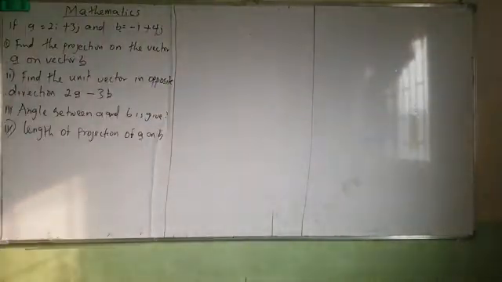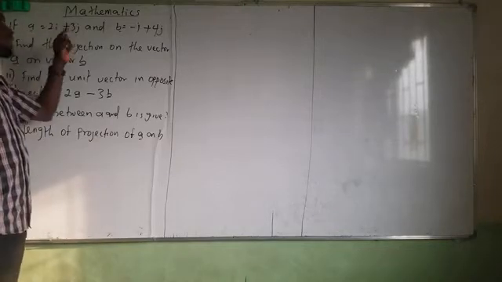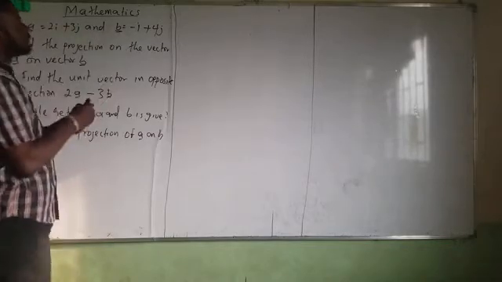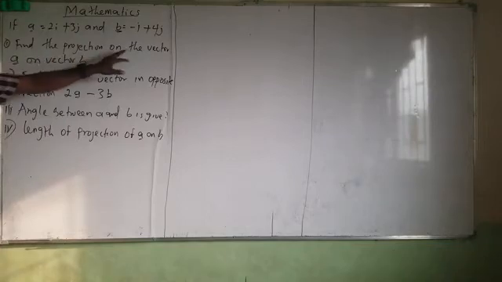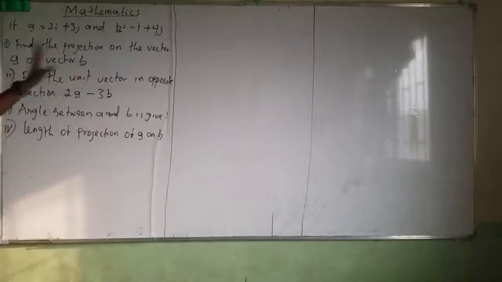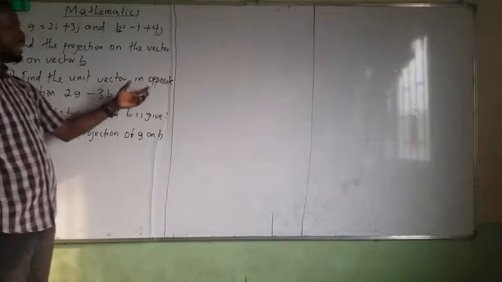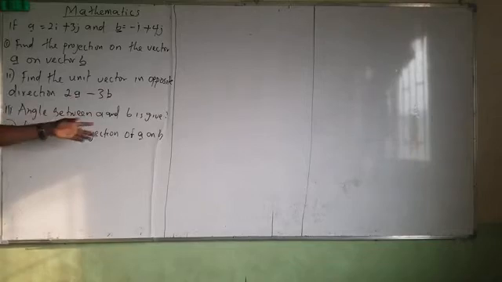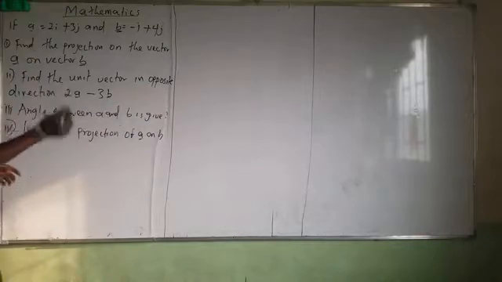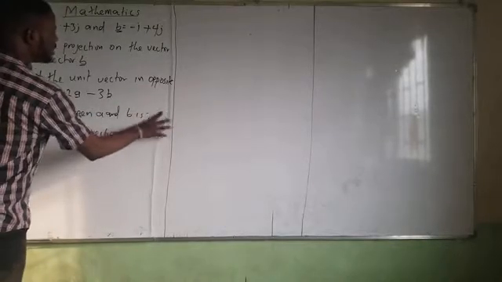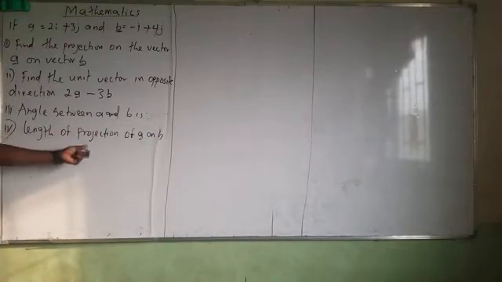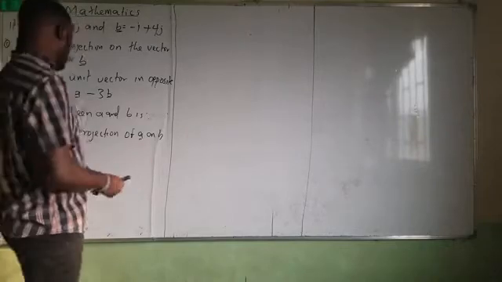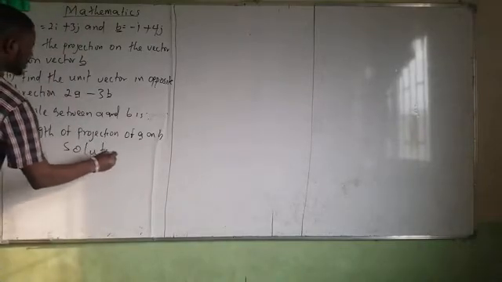The question given to us was from one of our past questions. If vector A equals 2i plus 3j and vector B equals minus i plus 4j, number one, find the projection of vector A on vector B. Number two, find the unit vector in opposite direction to 2A minus 3B. Number three, find the angle between A and B. And the last one is the length of projection of A on B. Let's try to solve it.